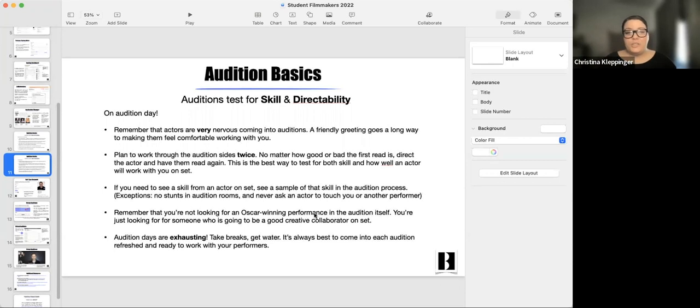The second an actor joins your room, it doesn't have to be anything extreme. It's as simple as saying, "Hi, it's so nice to see you. My name's Christina. I'm the director on this project. Did you have any questions before we get started?" That's all it takes to remind the actors that they're there because you're already interested in them, right?